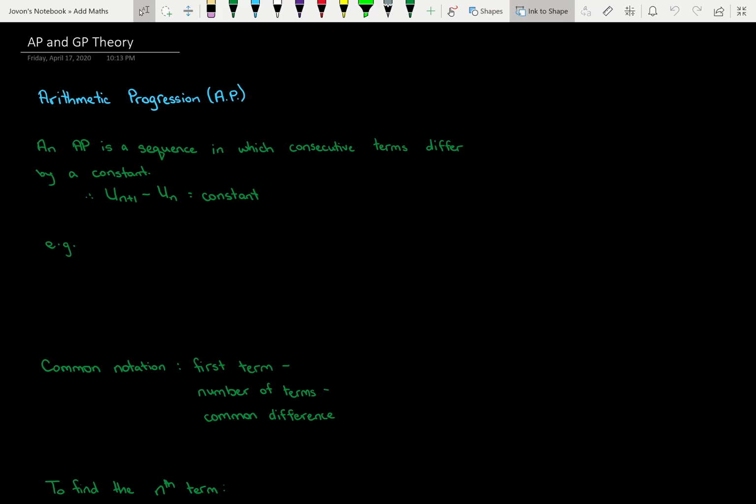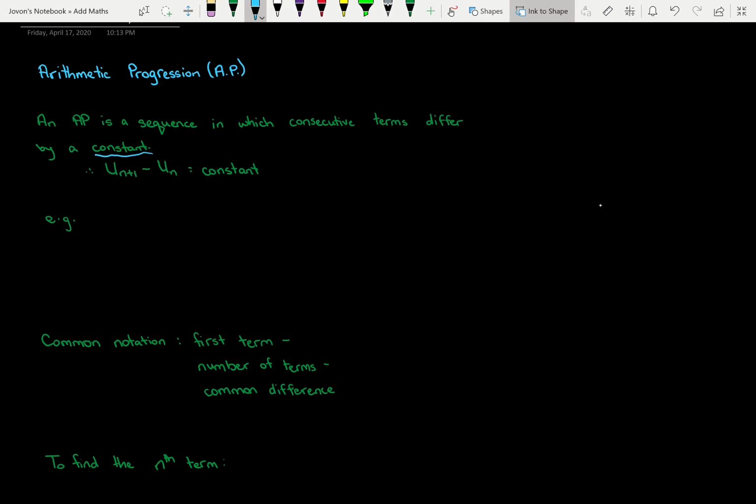Okay, so first, an AP, or as we call it, an arithmetic progression, is a sequence in which consecutive terms differ by a constant. What this means is that if we take the u(n+1) term minus the u(n) term, it's equal to a constant. Basically, remember we said that u of 1 is equal to the first term and u of 2 is equal to the second term. And if we were to subtract these, this would be equal to a constant.